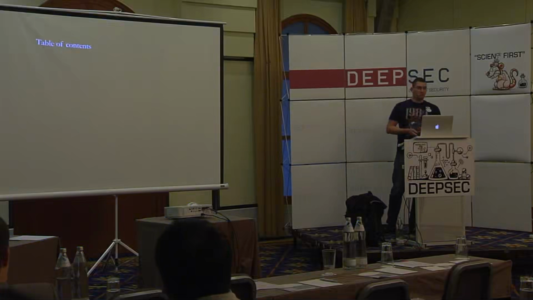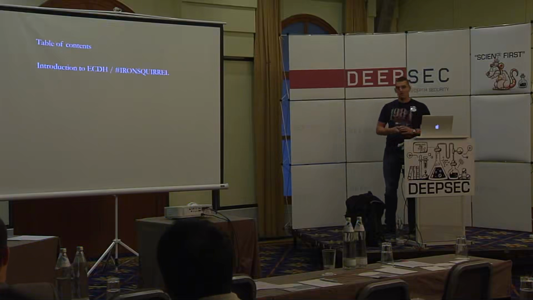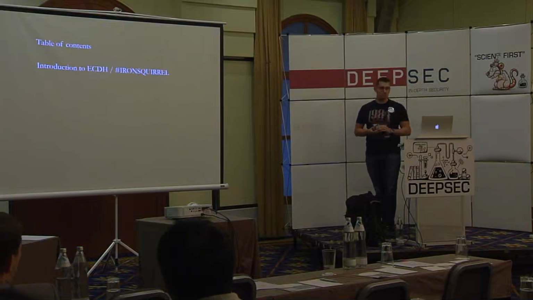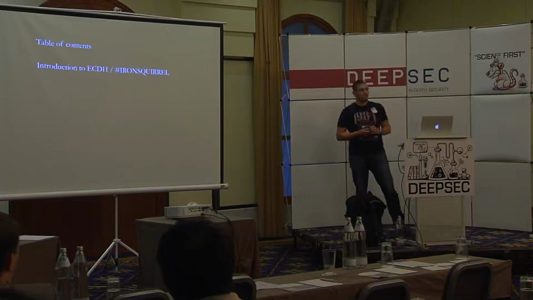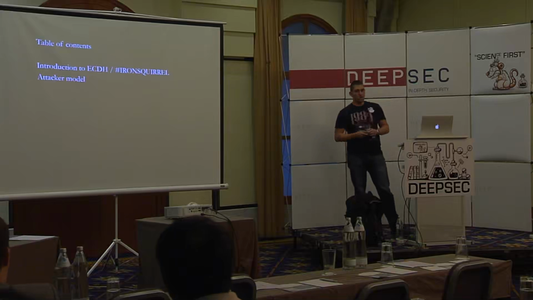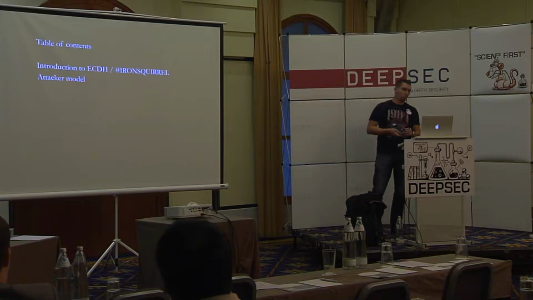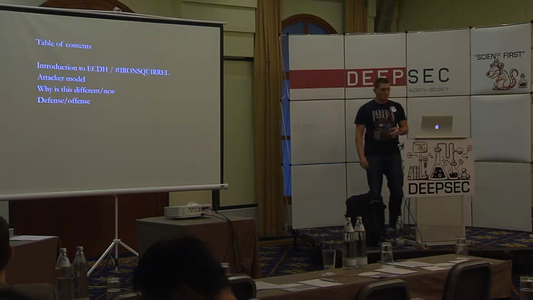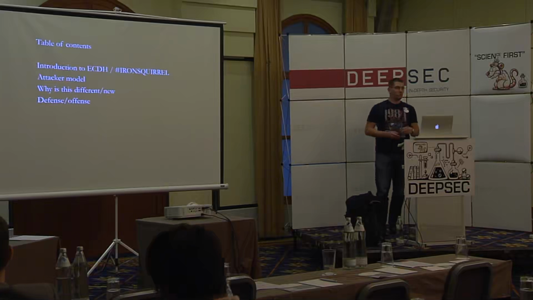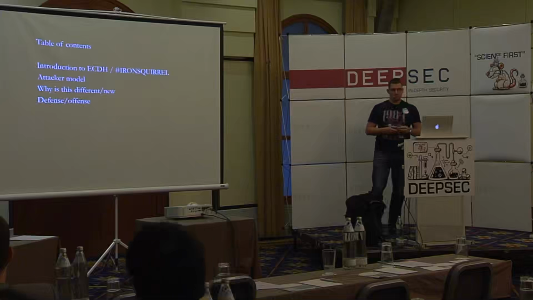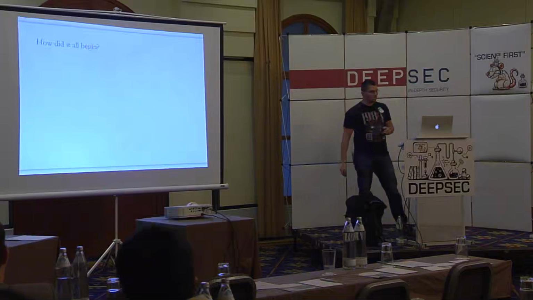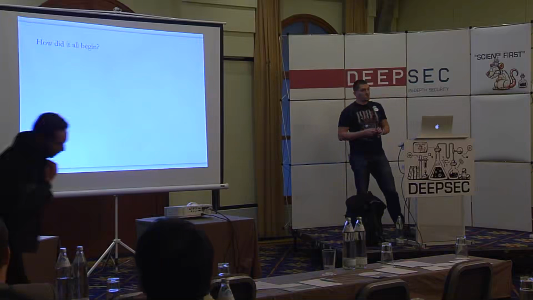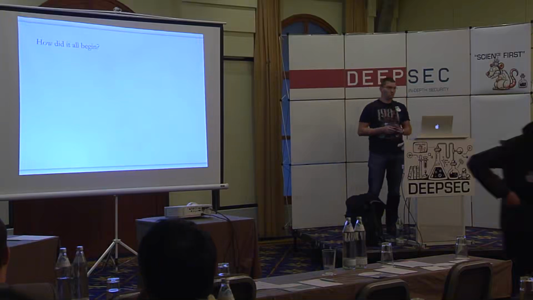So what I'm going to talk about today: I will have a quick introduction about elliptic curve Diffie-Hellman encryption and how it connects to my Iron Squirrel project. I will talk about the attacker model, who my attacker is in this project, and why I believe that this topic is different and new. I will talk about some defense and offense, this cat and mouse game which I really enjoy. Let's start. So how did this whole story begin?